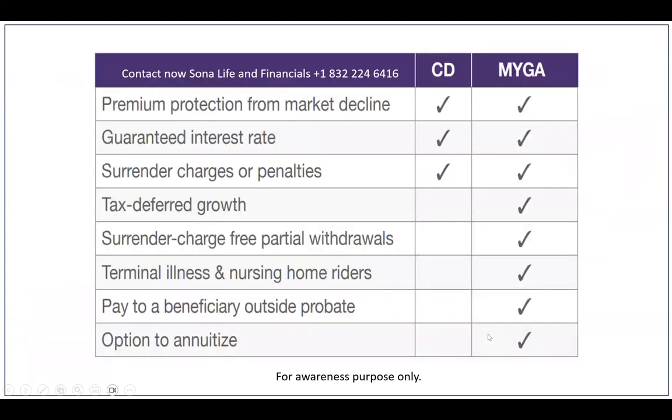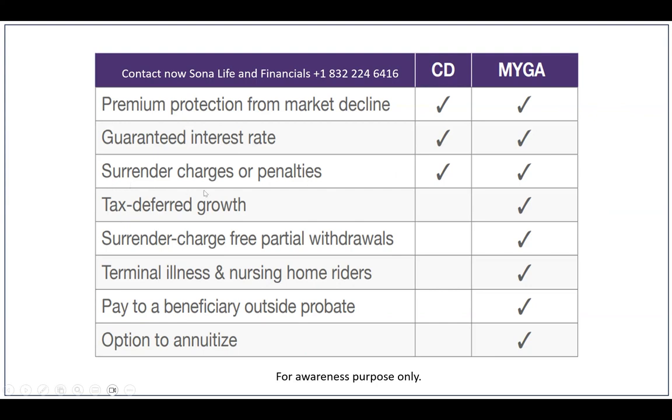Let's see that one. So these are the main parameters we can compare between CDs and MYGA. One is premium protection from market decline. CDs also are safe. You don't lose your principal. MYGA is also safe. You don't lose principal. So there is market downturn protection in both cases. Guaranteed interest rate: both provide it. For this many years, with CDs you will get this much interest, and with MYGA also, before you sign your contract, there will be a rate confirmation that this is the rate you will get for X number of years.